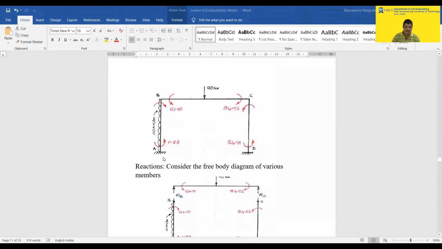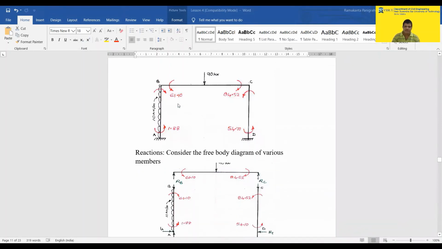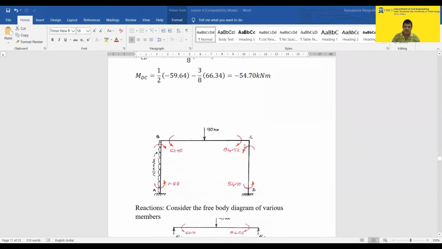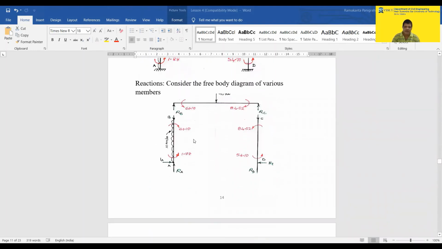So the same thing they have drawn here, and then to find the reactions, you have to draw the free body diagram of span AB. You see the span AB, then span BC, and span CD. So this is how the free body diagram is drawn. Now you have to find the value of HA, HD, and RB and RC. As we have done in the last problem, in a similar way, you can also do this.